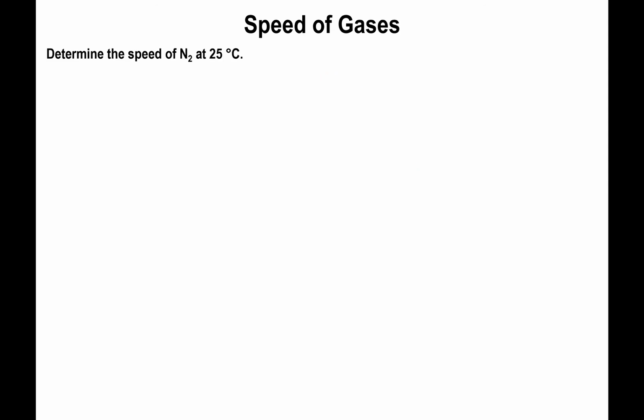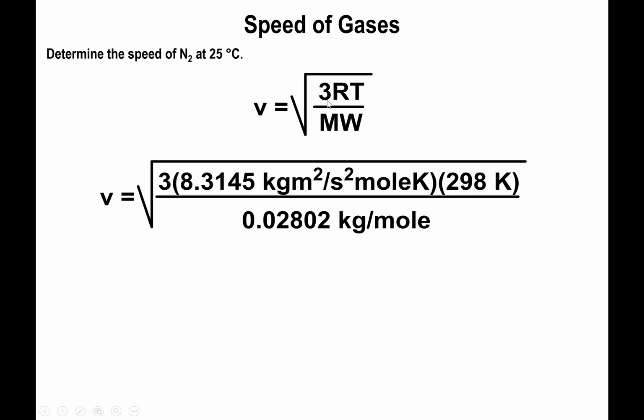We want to determine the average speed of dinitrogen at 25 degrees Celsius. So that means that we need to use the speed formula. And what that means is that we have 3 multiplied by the gas constant in the form of 8.3145 kilogram meter square over second square mole Kelvin. The temperature needs to be converted to Kelvin, so 25 plus 273 gives you 298 Kelvin. And the molar weight of dinitrogen is 28 grams per mole. But you need to change that to kilograms. So this will not be 28 grams per mole, it will be 0.028 kilograms per mole.